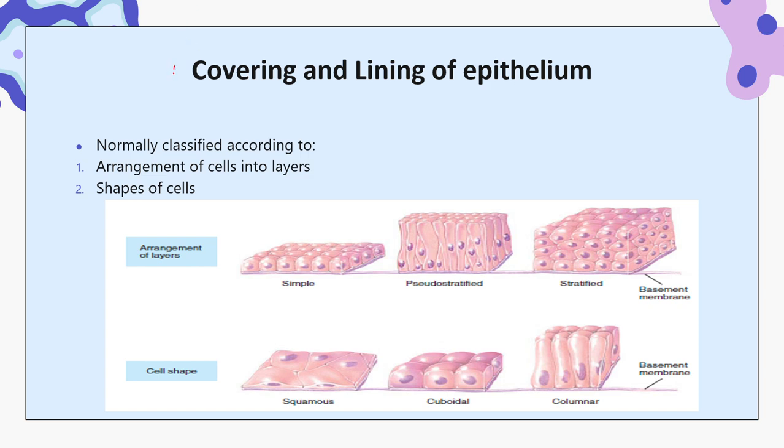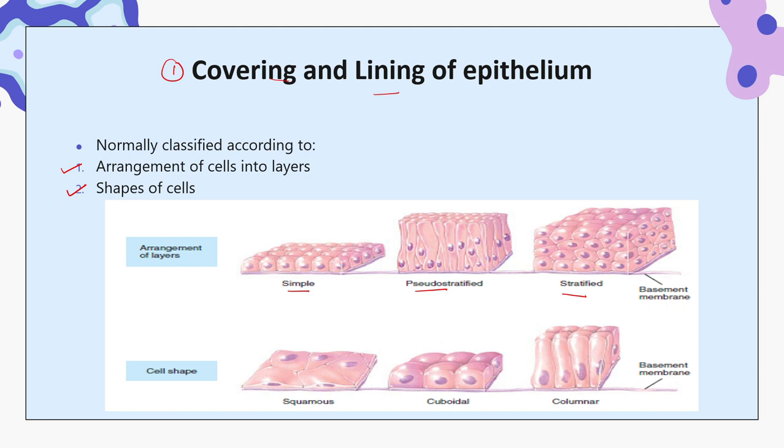So first is the covering and lining epithelium. This is again classified according to the arrangement of cells into layers and according to the shapes of cells. Different kinds of cells are present on the basement membrane, and according to their shape they are classified. According to the arrangement of cells, they are classified as simple epithelium, pseudostratified epithelium and stratified epithelium. Simple means they have a single layer of cells on the basement membrane.